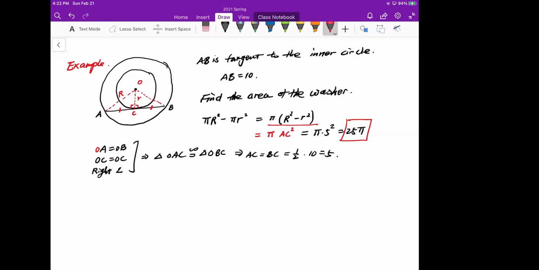But the tricky thing is that capital R squared minus small r squared is just AC squared because of the right triangle. So that makes things much easier. So AC is equal to 5, and again you have to prove that. Even if it looks like C is the midpoint, you still have to prove that by using congruent triangles.